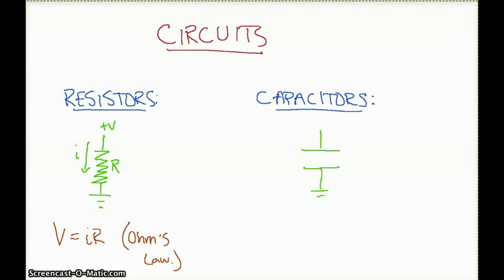Capacitors are drawn as two parallel plates. When we apply a voltage across a capacitor, a charge builds up on one plate and an opposite charge on the other. The amount of charge is the capacitance times the voltage applied.